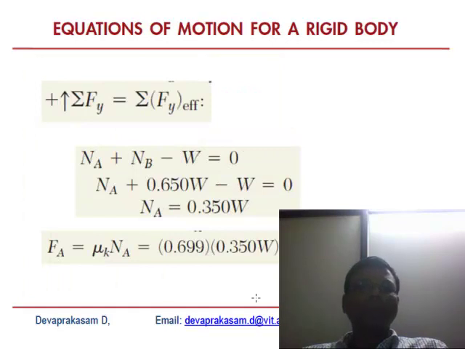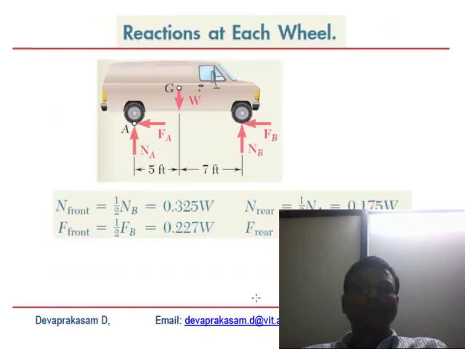Similarly, if you take Fy, you will get NA, and FA is equal to mu k into NA. So finally it is 0.245 W. In each wheel, you have to divide it by 2. So you will get the front wheel and the rear wheel forces in terms of W, because W, the weight of the vehicle, is not given, but you can still assume it is a known parameter W.